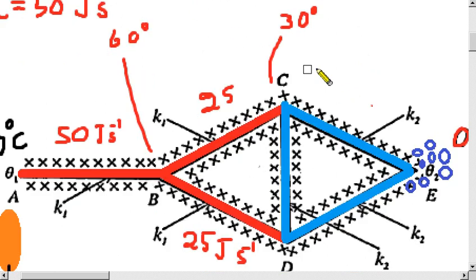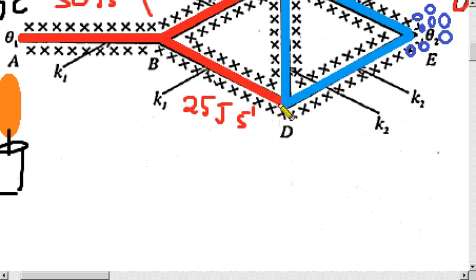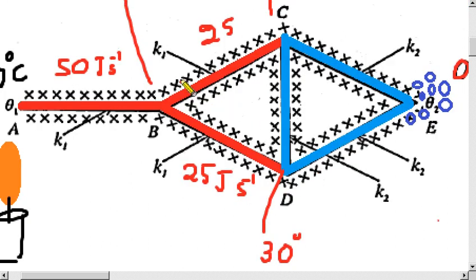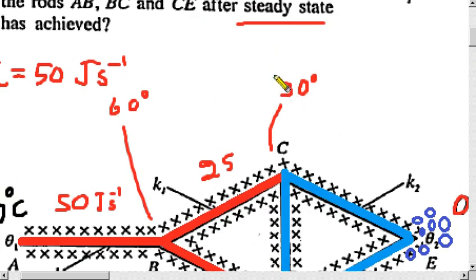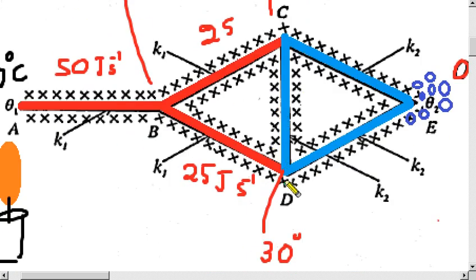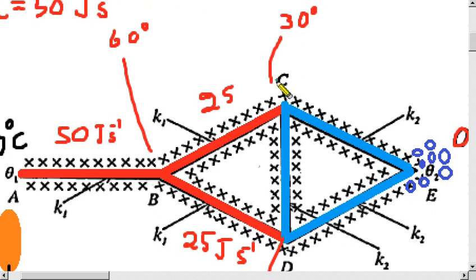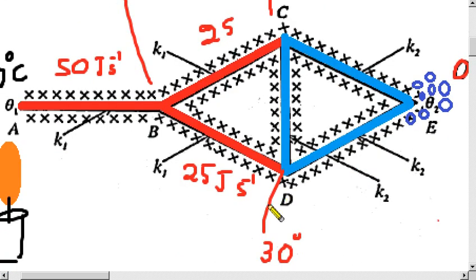before that I have to tell you something. Since these paths are symmetrical, we have taken already that the temperature at this junction is 30. So this junction also must be 30 because both the paths are identical. So therefore the temperatures must be equal at these junctions. So here at this junction the temperature is 30 and also here 30.